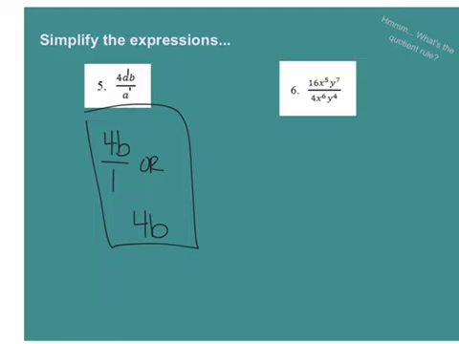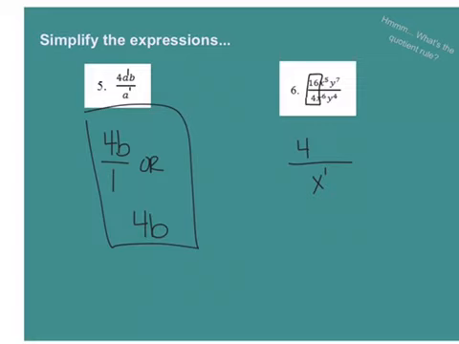Example number 6 then. We have 16x to the 5th y to the 7th divided by 4x to the 6th y to the 4th. We again are dividing, so we are going to divide the coefficients. So 16 divided by 4 is 4, and the bigger number's on top, so that's going to be on top. Now, I have x to the 5th divided by x to the 6th. Remember, we want to do the bigger number minus the smaller one and put it where the bigger power was. So I'm going to do 6 minus 5, which is 1, and that was on the bottom, so I have x to the 1 on the bottom.